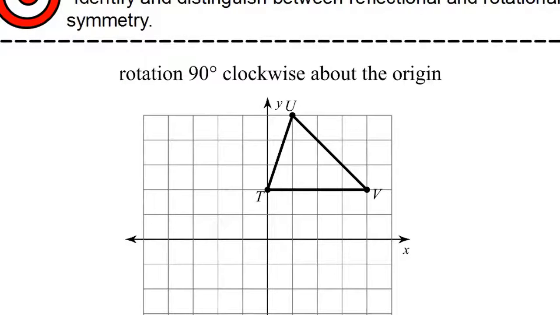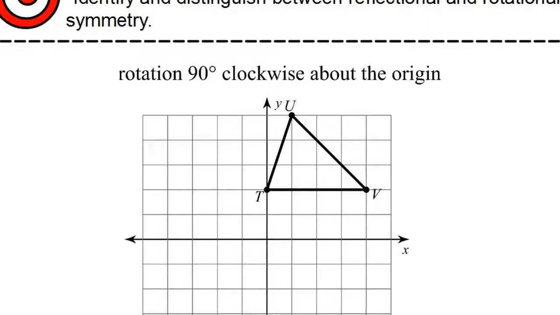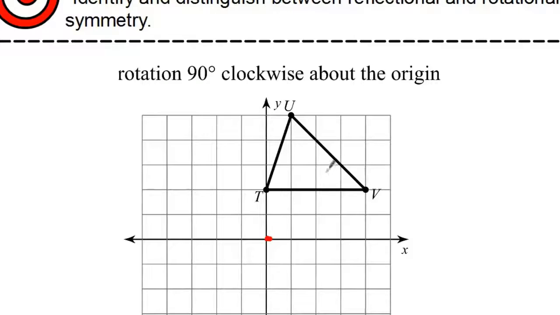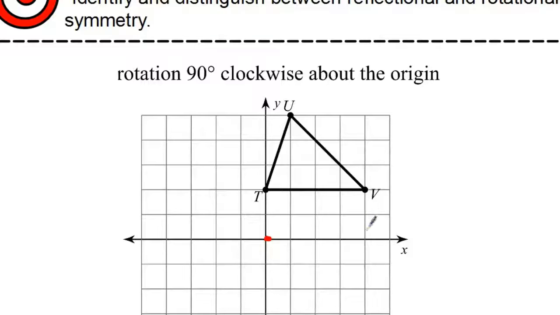I've inserted this example just for your illustration, so this isn't in your packet. But let's say that I wanted to rotate this triangle 90 degrees clockwise around the origin. So that means that I want the origin to be my center. That means that I want this entire triangle to move 90 degrees this direction. Okay, so imagine it turning around this point in the center.